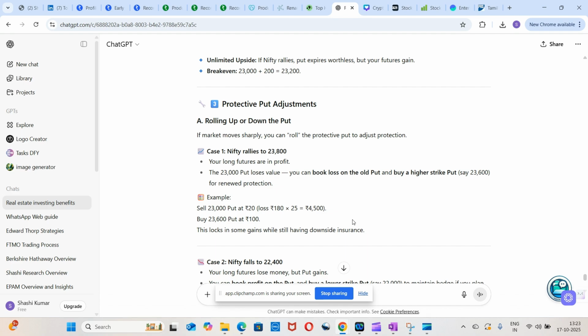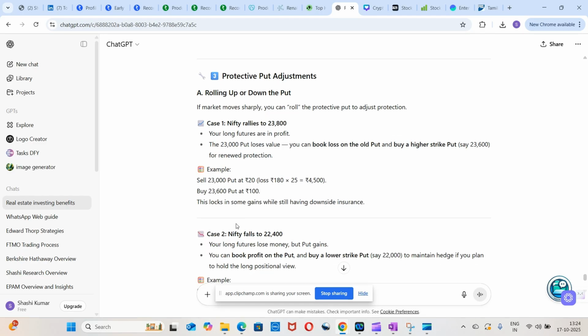But the put will lose value, and you can book the loss on the put and take the profit in the futures. And if you want to still hold with the further upside move you're expecting, then you can buy a higher strike put and close this old put for renewed protection. Okay, so that's what it is. So example is you sold the 23,000 put at 20, you buy 23,600.